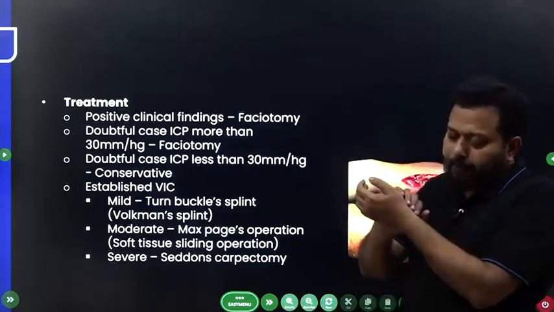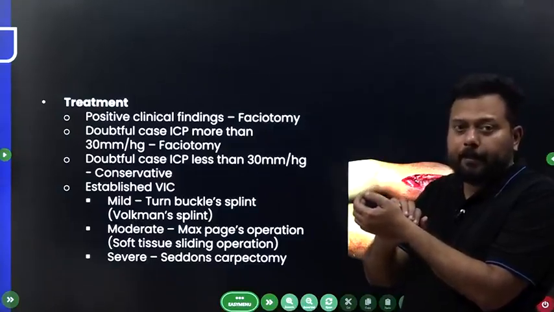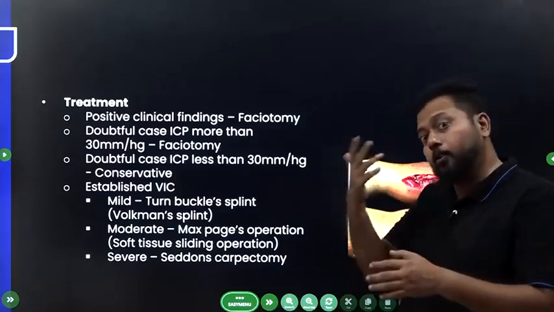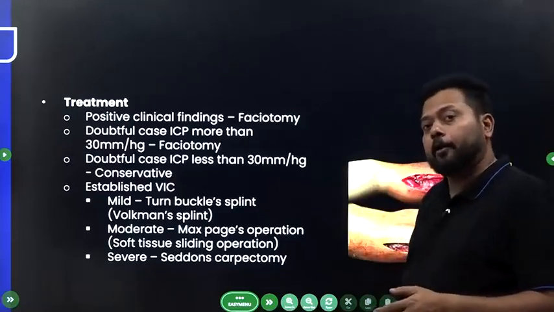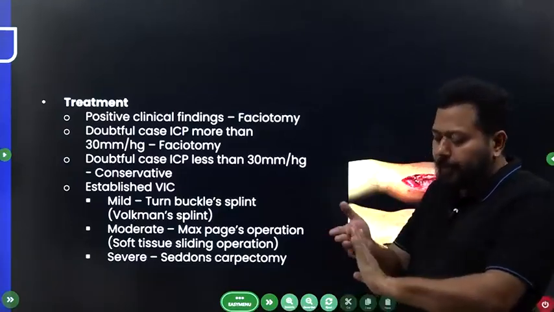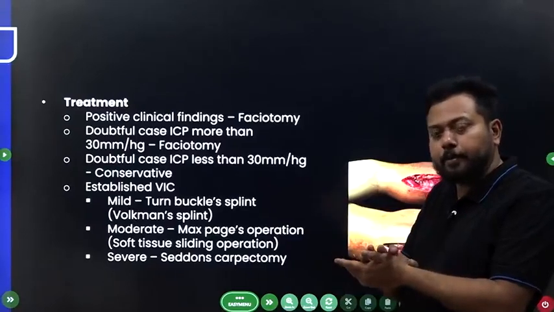Second thing, when you palpate the pulse, it will become feeble or absent. That's a late sign, a sign of ill omen. That means it's going from Volkmann's ischemia to necrosis and other complications. So the earliest sign is stretch pain. So clinically, stretch pain is there, feeble pulse is there, you are suspecting Volkmann's ischemia.